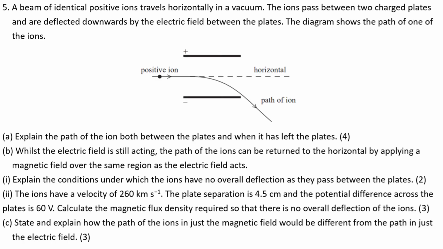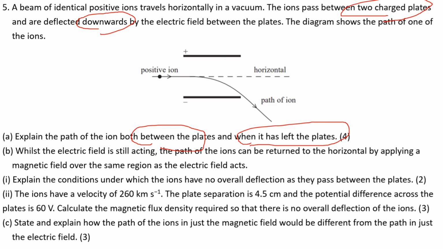Okay, so let's go to exam paper 2. There are not many difficult questions for this exam paper. So now let's go to question number 5. A beam of identical positive ions travels horizontally in a vacuum. The ions pass through two charged plates and are deflected downward by the electric field between the plates. The diagram shows the path of one of the ions. Explain the path of the ion between the plates and when it has left the plates.